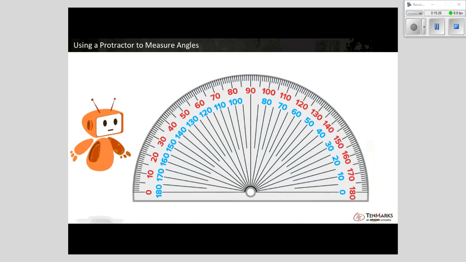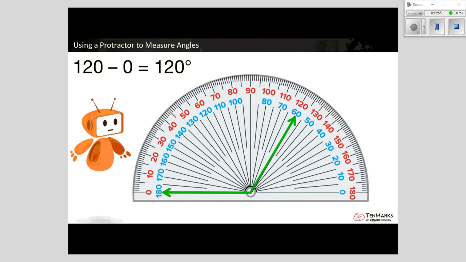Let's look at another angle. One arm of the angle points at the 0 on the left, so we can look at the red numbers starting at 0. The other arm of the angle points at 120. To find how many degrees are between the arms, let's find the difference. 120 minus 0 is equal to 120. This angle is 120 degrees. 120 degrees makes sense since this angle is obtuse, or greater than 90 degrees.